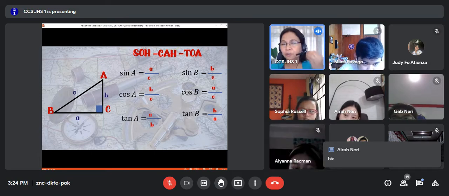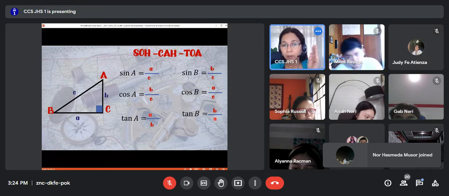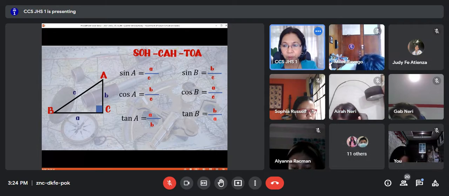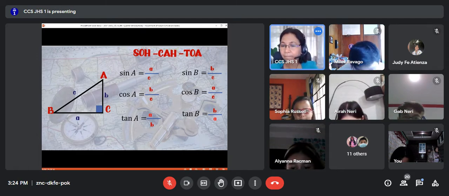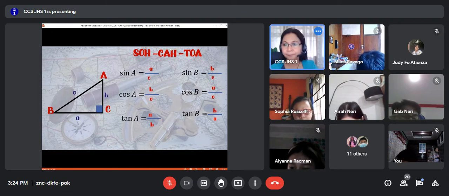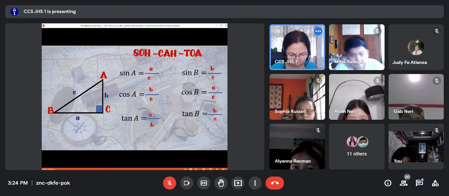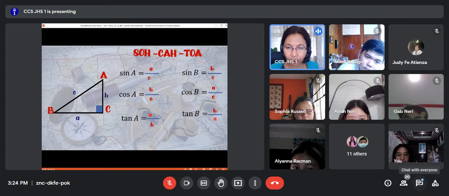Therefore, the angle is very important. You need to know first what angle is being considered before you determine the trigo ratios. Am I clear? Okay, questions? Is everything clear? You are using SOHCAHTOA. What have you observed with the values, class? What have you noticed with the value of sine A and cosine B?